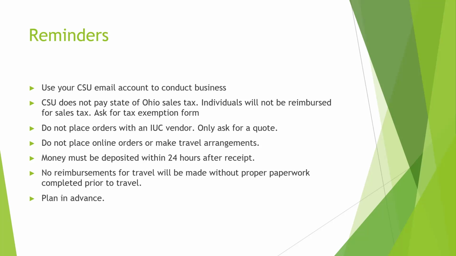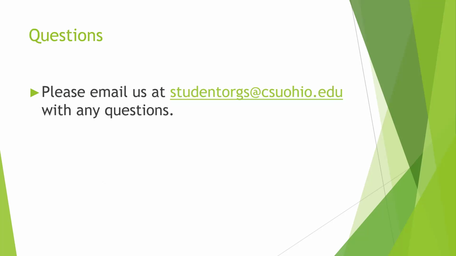We also have a main number for our office, and a main email. It's studentorgs@csuohio.edu. So you can also reach us that way.